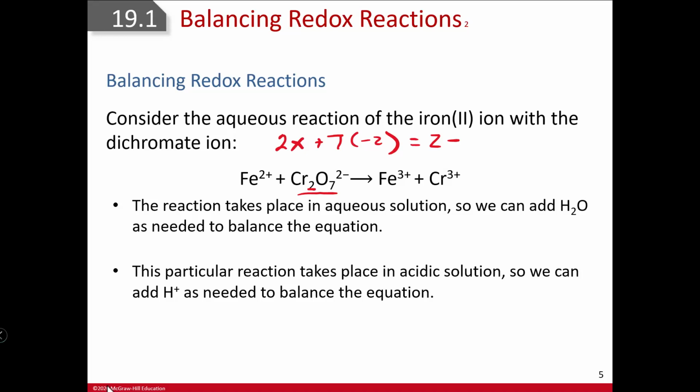So what we have here is 2x minus 14 equals -2. So I add 14 to both sides.